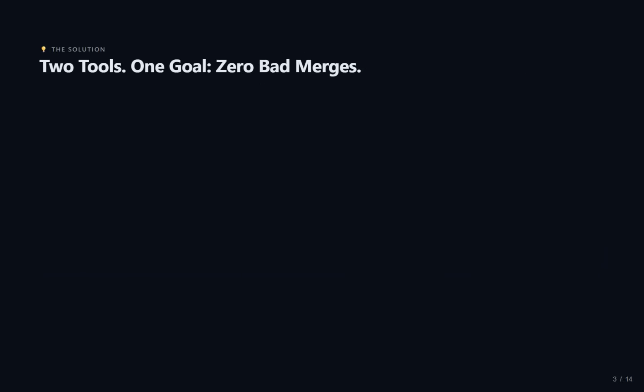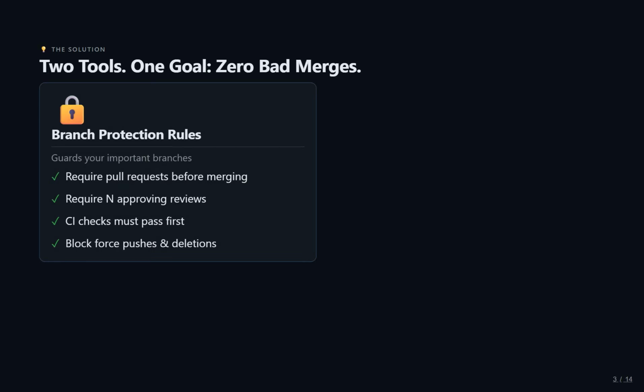So the solution comes in two parts. One goal, but two tools from GitHub. One is called branch protection rules. Think of this like a security guard at the gate of your important branches. It enforces the how of merging. You can't merge without a PR, you need at least 2 approvals, or CI has to be green. It's applied to everyone, even to admins.